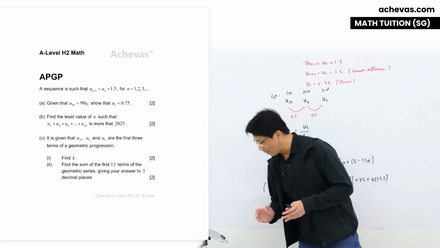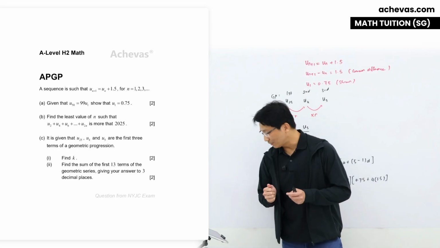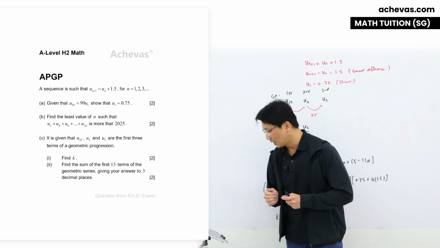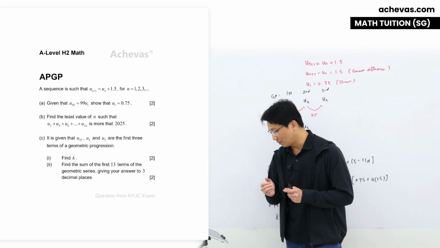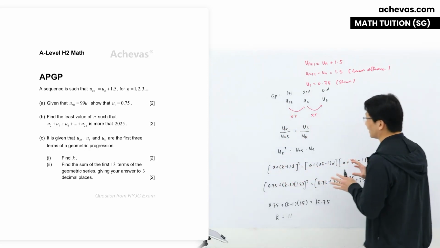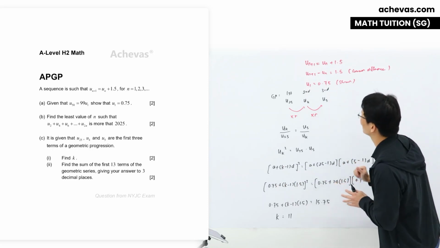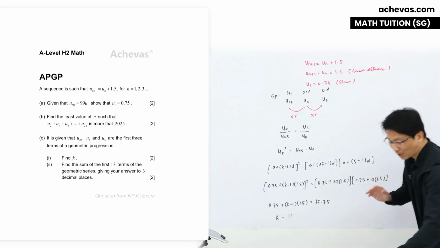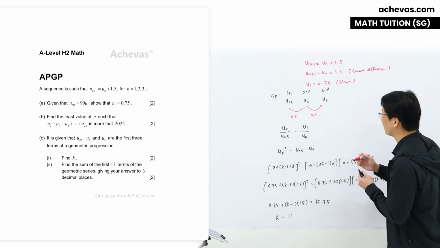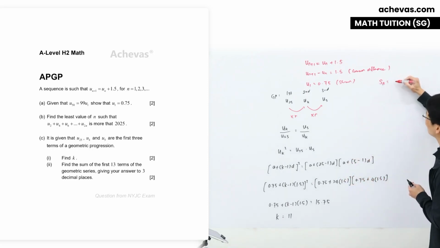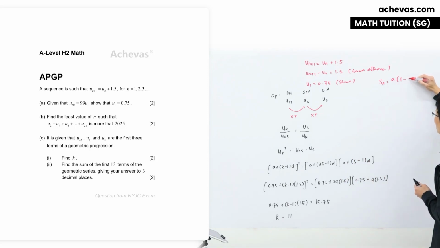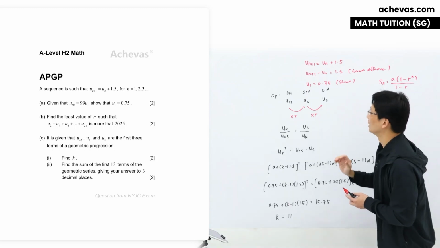Right, now we're going to look at our part 2. Find the sum of the first 13 terms of the GP, giving your answer to 3 decimal places. So now we are going to find the sum of the 13 terms of this particular sequence. All right, first I'm going to write down the general formula for finding the sum of n terms of a GP. It's given to be a, this is the first term, times 1 minus r to the power n over 1 minus r.